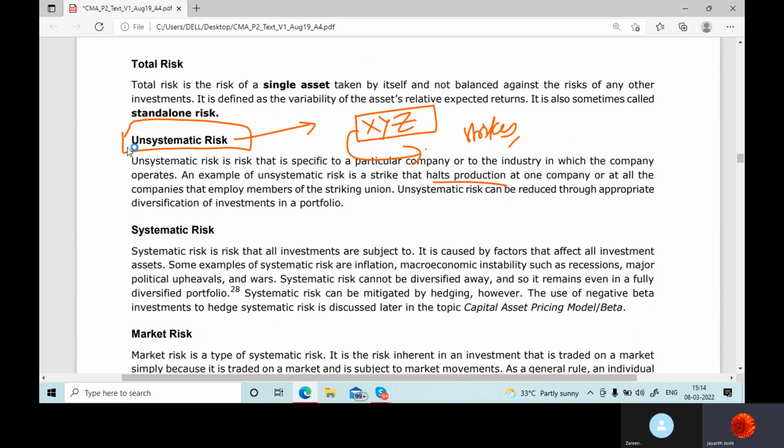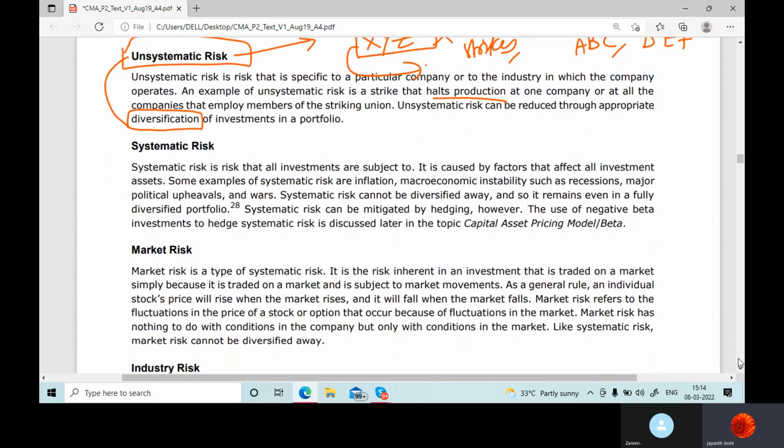Fine. So how can you reduce or minimize your unsystematic risk? By diversification. That means instead of investing in XYZ, you invest in ABC, DEF, and various other companies, so that if one doesn't perform well, another would at least give you returns.